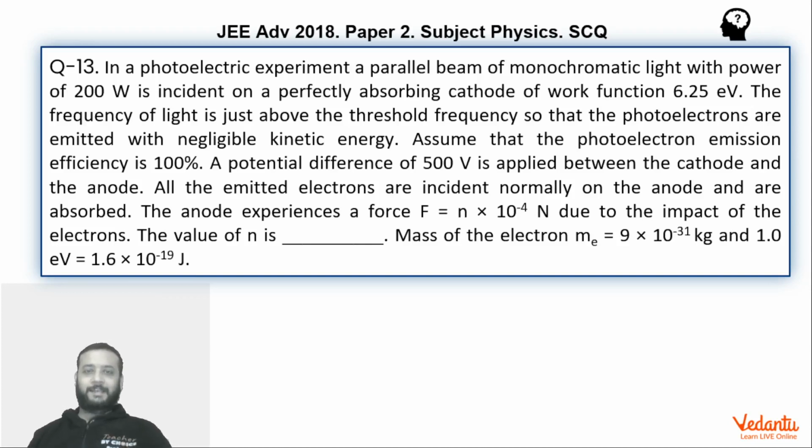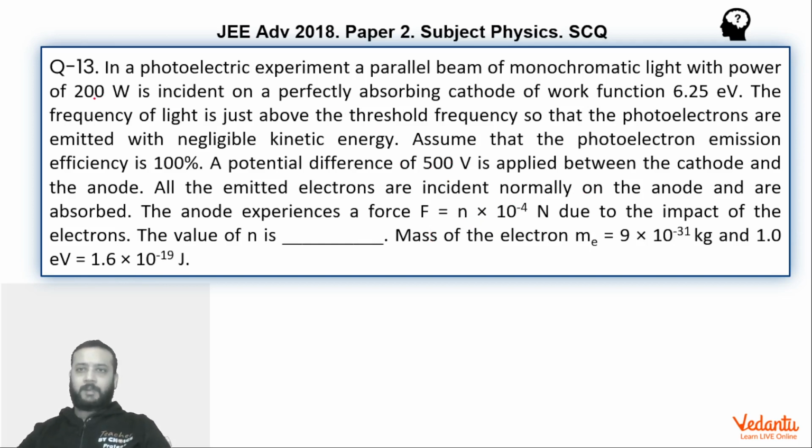Hi dear students, let's see this question that came in JEE Advanced Paper 2 Physics in the year 2018. The question is from the topic of modern physics. More precisely, it's from the topic of photoelectric effect. So let's see what's happening over here in the question. The question is fairly simple and most of the students would have done this. The calculation involved in the question is also not difficult at all.